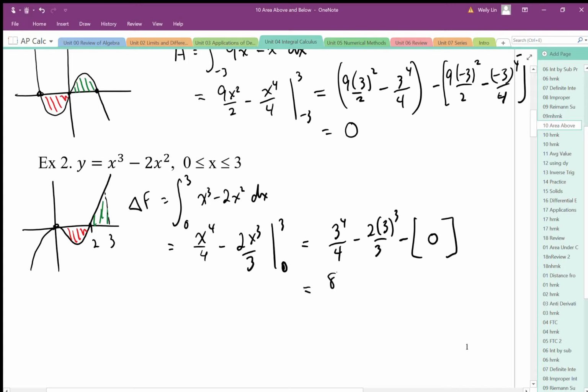So I end up with 81 over 4 minus, the 3's are going to cancel out, so 9 times 2 is 18. When I simplify this, it's going to be 20 1/4 minus 18, so I'm going to get 2 1/4. I'll leave that as an improper fraction, 9/4. So the net displacement from 0 to 3 is going to equal 2.25, and that would be the positive area counted against the negative area.